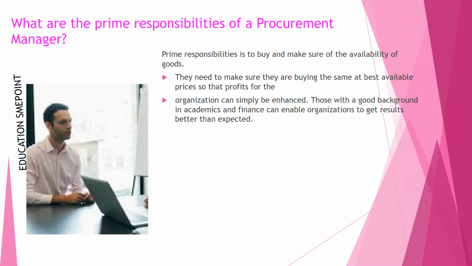What are the prime responsibilities of a procurement manager? One of their prime responsibilities is to buy and make sure of the availability of goods. They need to make sure they are buying the same at the best available prices so that profits for the organization can simply be enhanced. Those with a good background in academics and finance can enable organizations to get results better than expected.